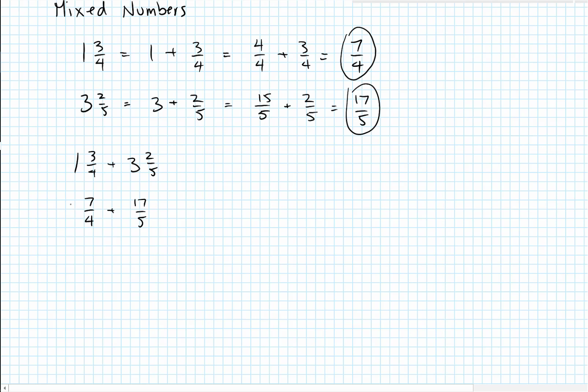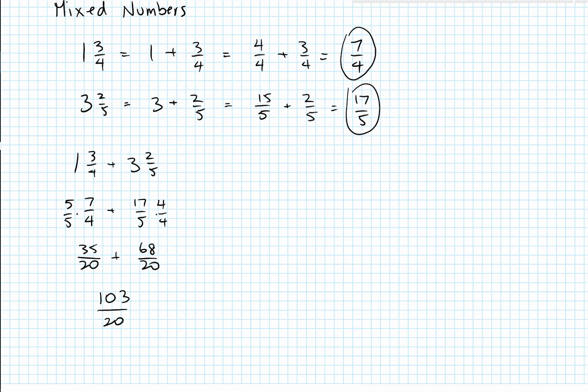So if I multiply the fraction on the left by 5 over 5 and the one on the right by 4 over 4, I end up with denominators of 20. On the left I have 35 for my numerator, on the right I have 68. When I add those two together, I get 103 over 20. And quite frankly, that is fine. That is perfectly acceptable the way it is.